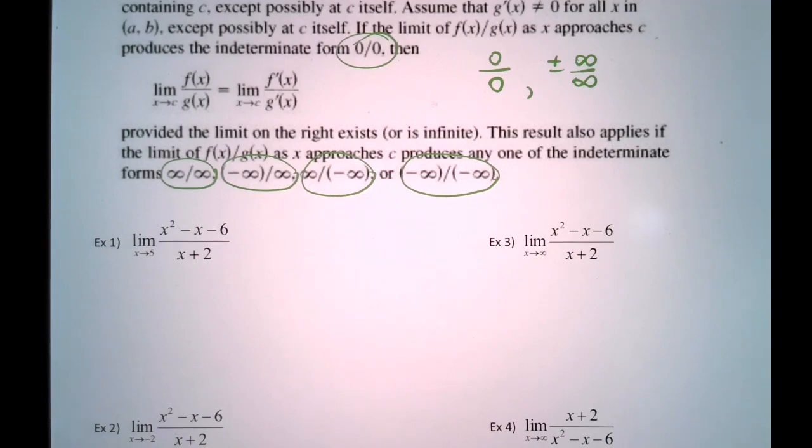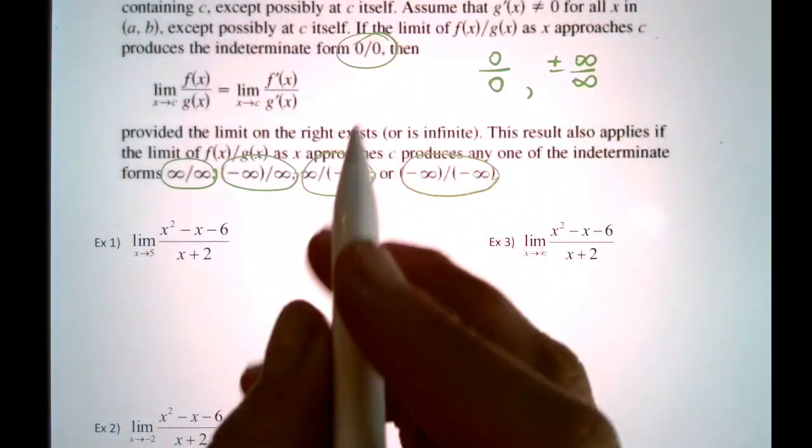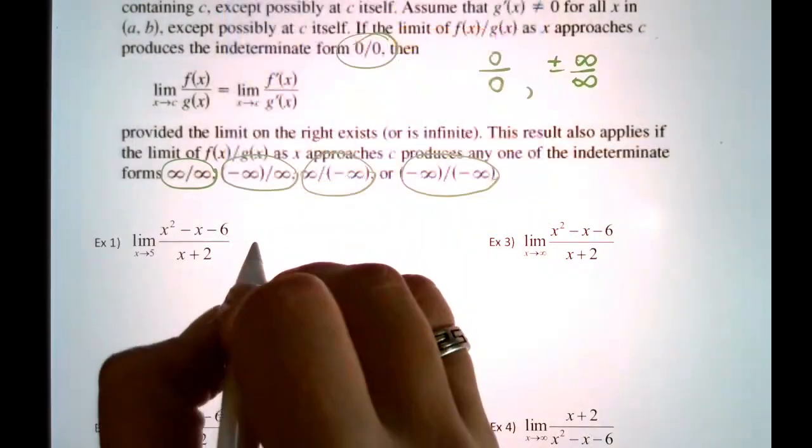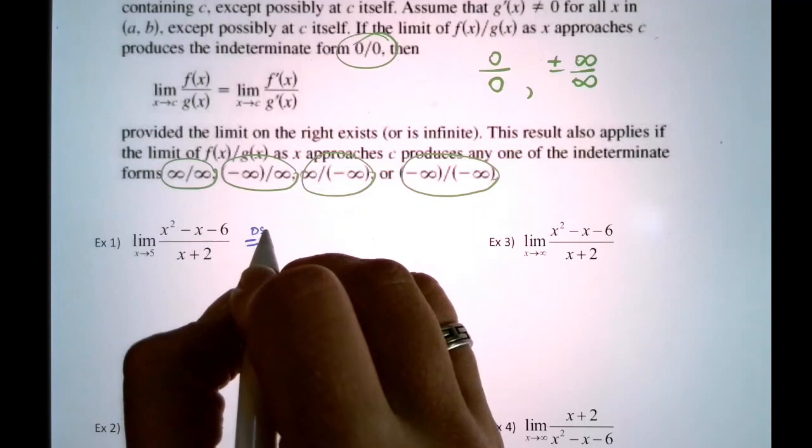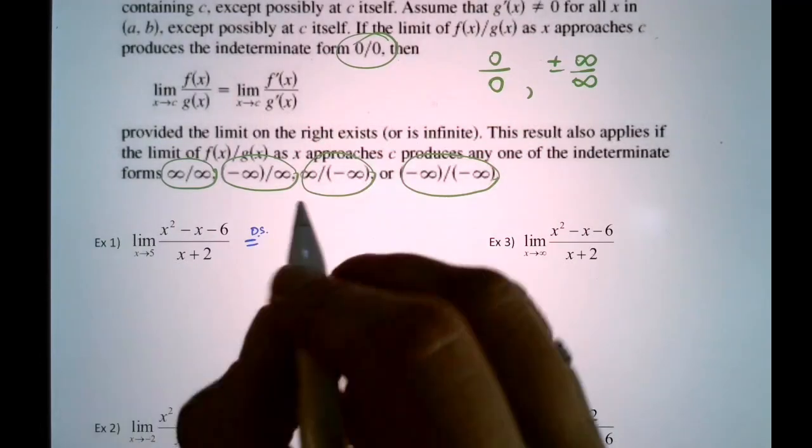So if I directly substitute, I'm going to go ahead and do that. I'm going to switch to blue. I'm just going to put a DS there. I'm going to directly substitute. This is what you do no matter what.